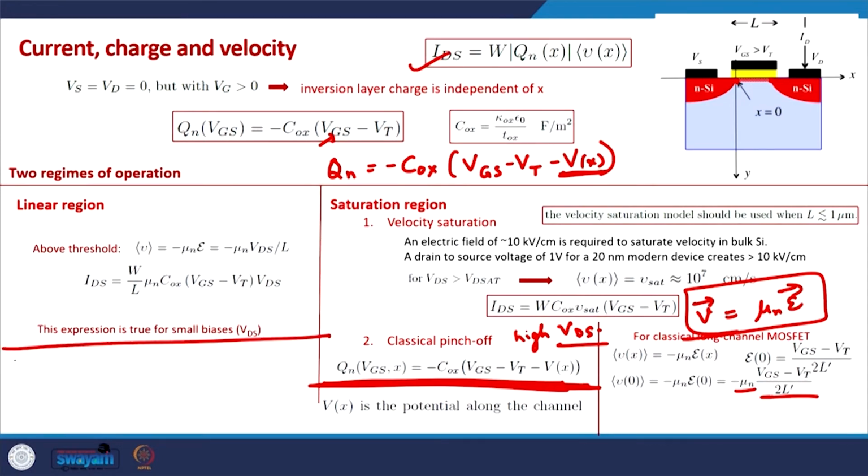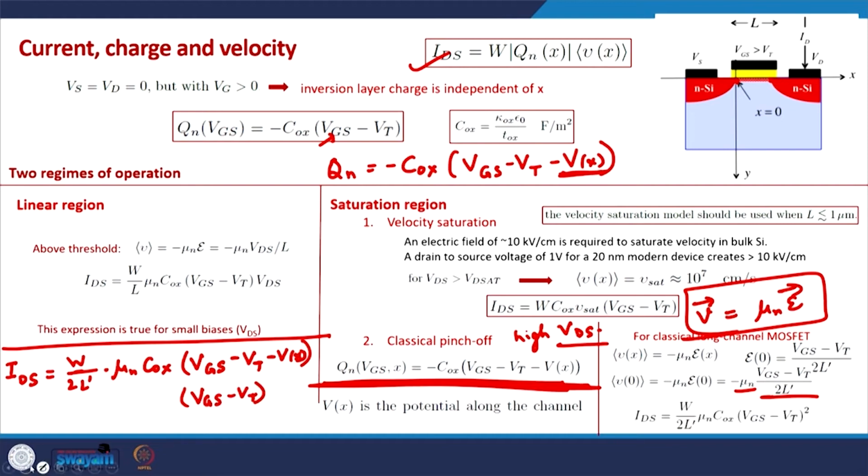the current in the saturation regime can be written as IDS is equal to W by 2L prime times mu n Cox, VGS minus VT, minus Vx, VGS minus VT.